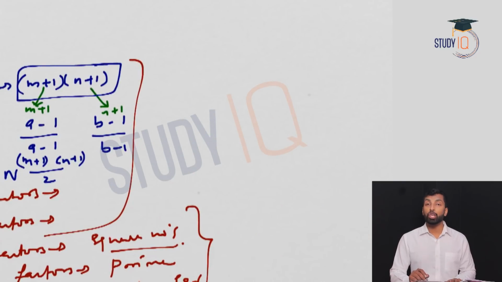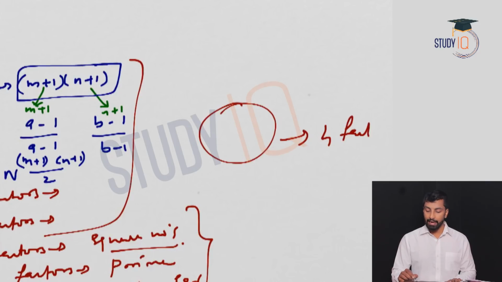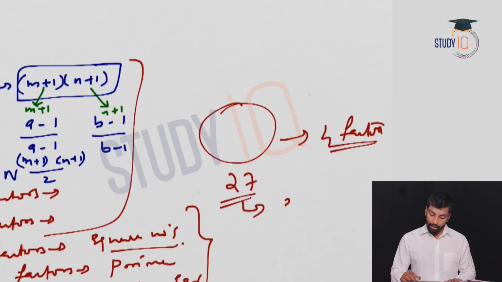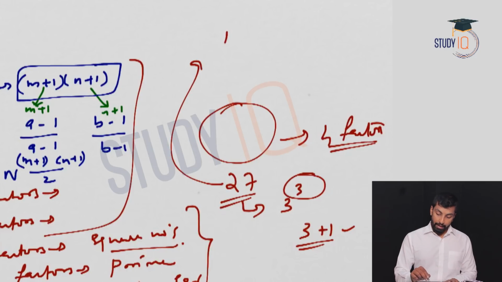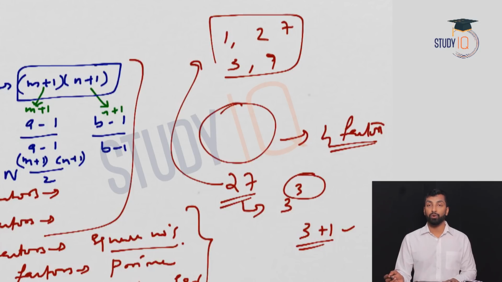Now any cube number of a prime will always have exactly 4 factors. Let's take 27. It will have 4 factors. Why? Because it's actually 3 cube. Now, how will you write? 3 plus 1, 4. What are the factors? 1 is a factor, 27 is a factor, 3 is a factor, 9 is a factor. So these are the 4 factors.